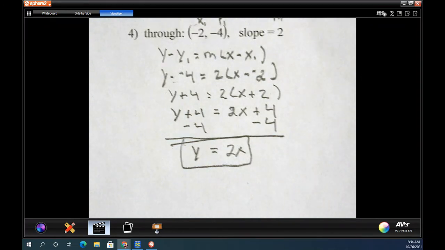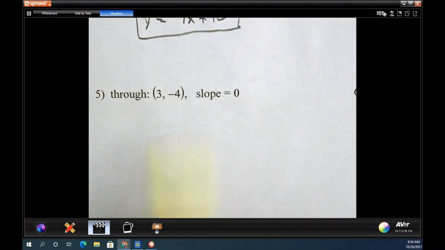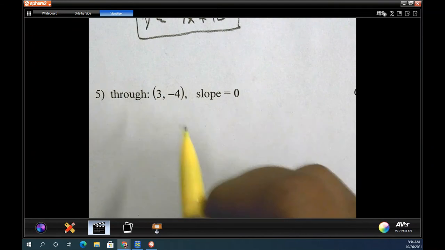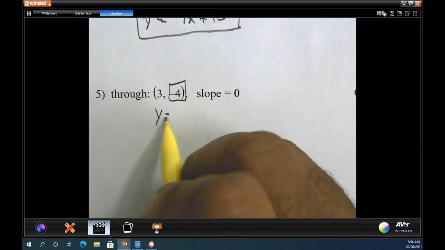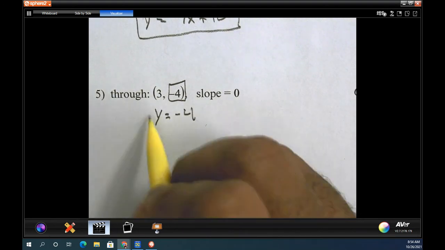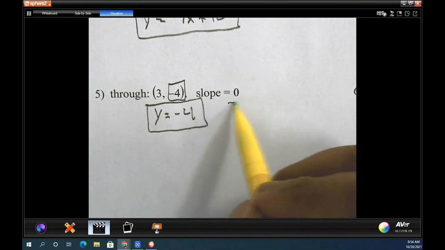A couple of special cases. Look at number 5. If the slope is 0, remember it's a horizontal line and it's y equals a number. All you have to do is take this number right here. So your answer is y equals negative 4. No work needed. If the slope is 0, remember it's y equals a number. So it's just y equals negative 4. Does everybody see that? Only when the slope is 0.